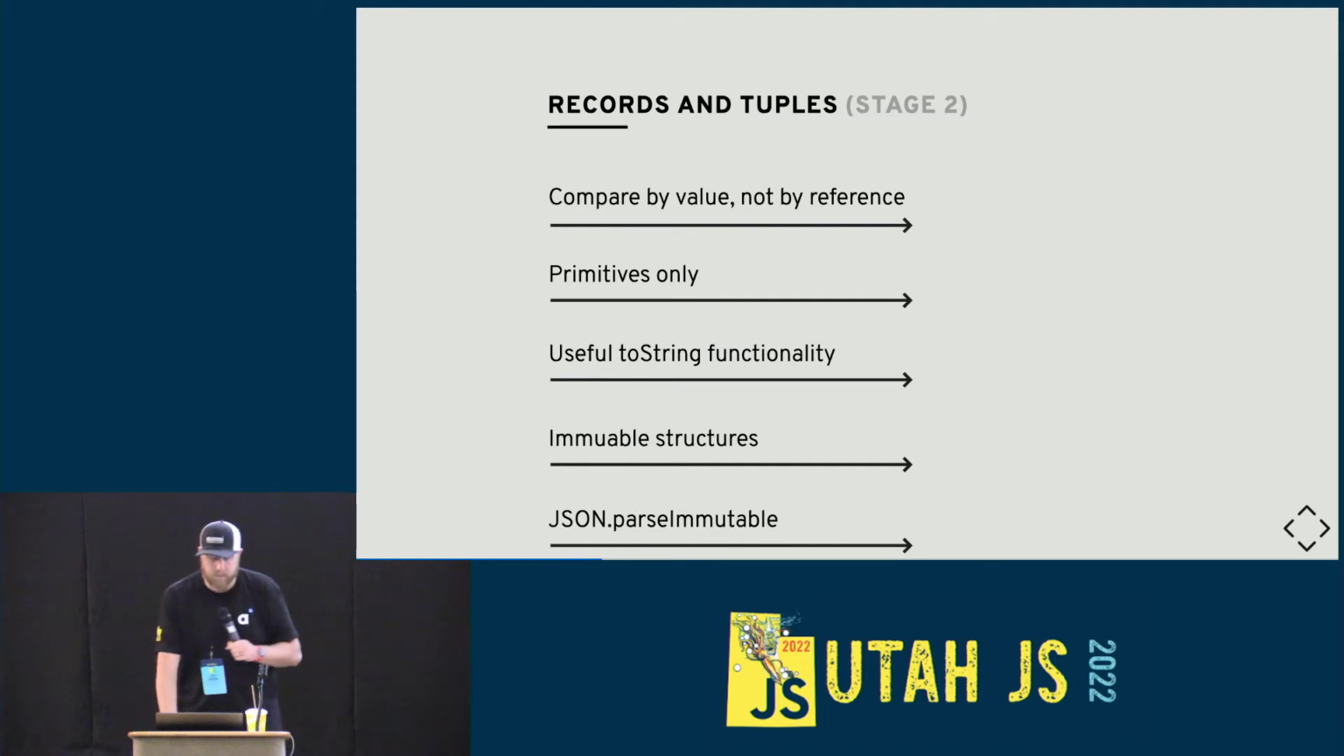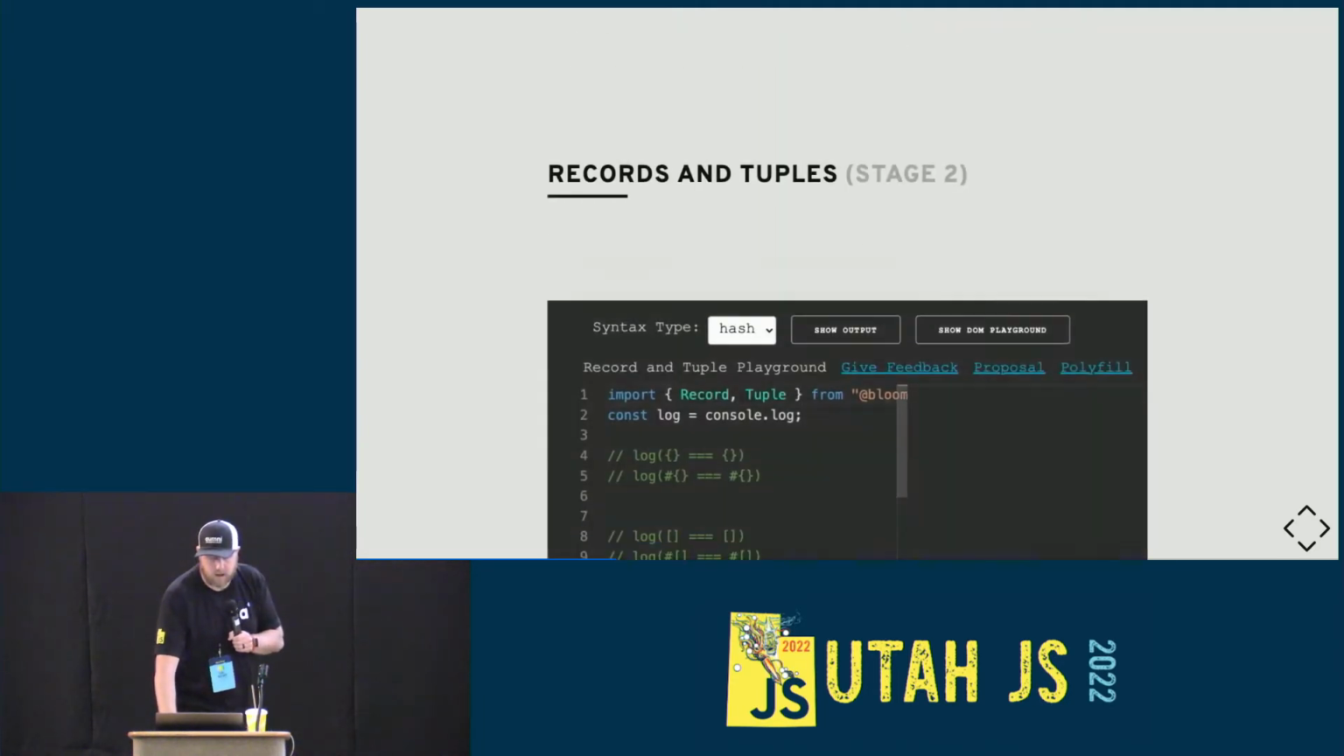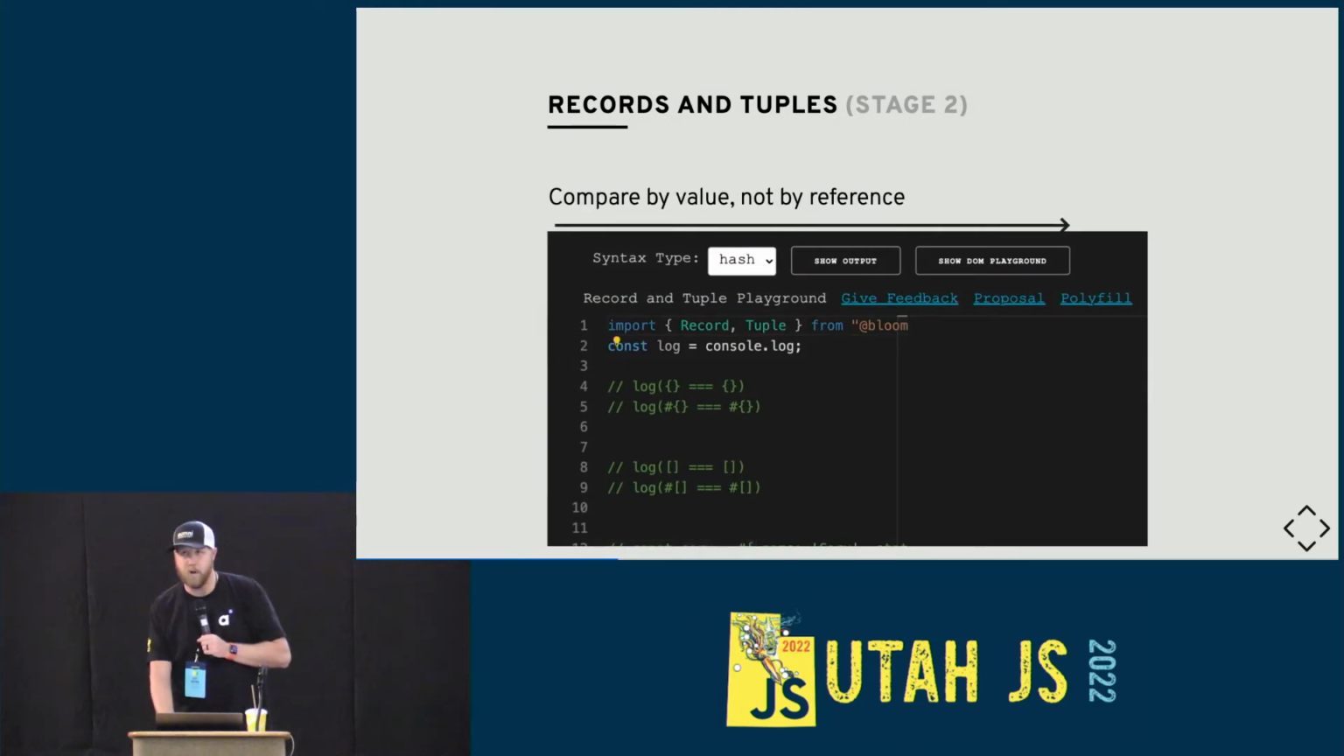Regarding records and tuples, we're going to talk about how they are compared by value as opposed to by reference, as objects and arrays are. How they only contain primitive values. They have a useful toString functionality, unlike objects. They are immutable data structures, and a follow-on proposal, parse immutable. So let's do some demos, sort of demos.